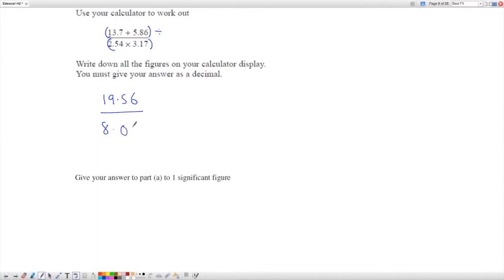and then the bottom calculation, put that into your calculator, writing down all the digits on your display, 2.429270474. Then rounding that to one significant figure. Look at the first value that's not 0, 2, straight line, this number, small number, so 2 stays the same. To one significant figure, the answer is 2.